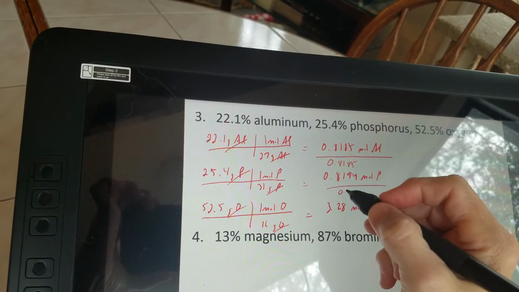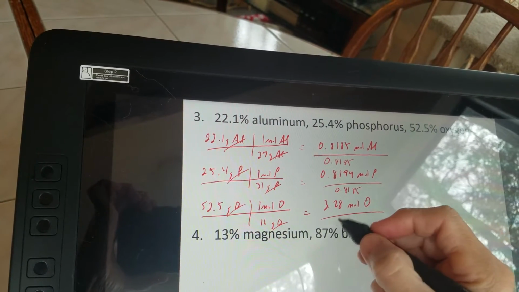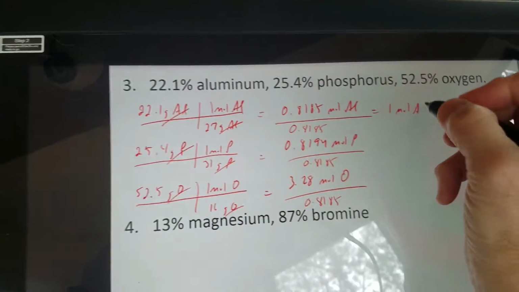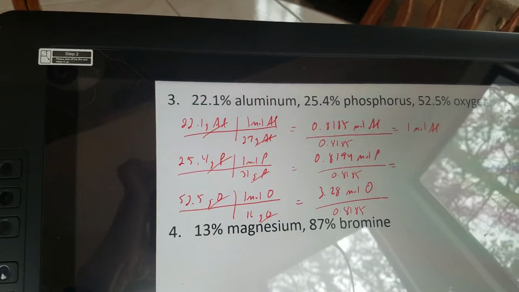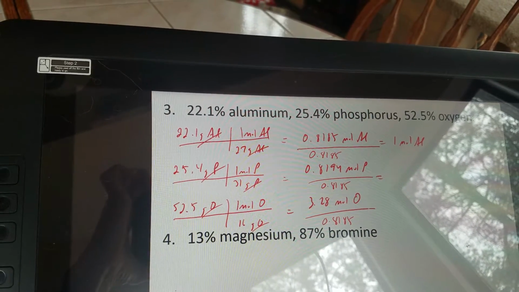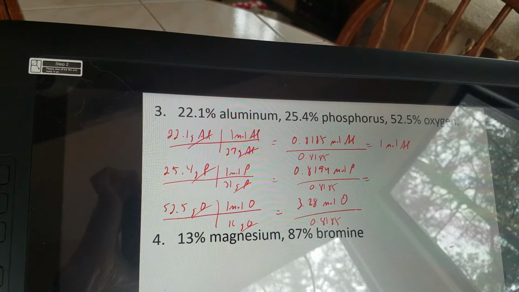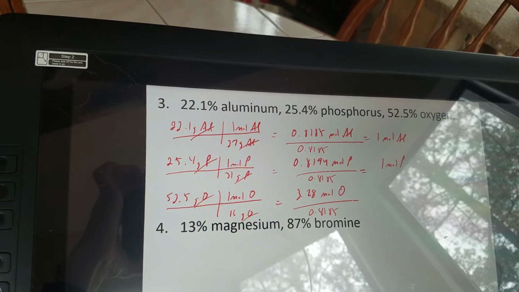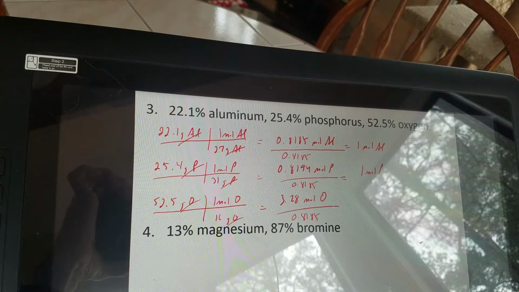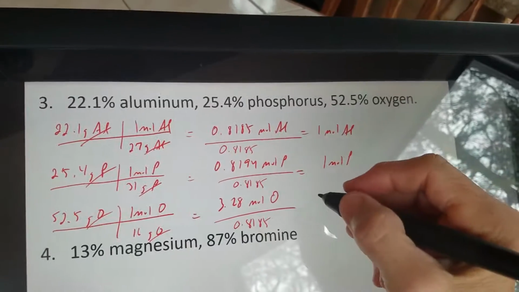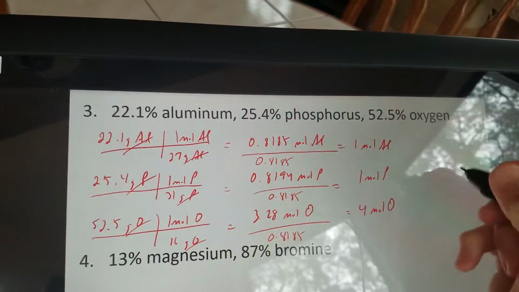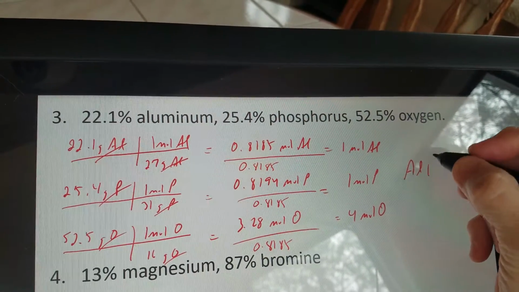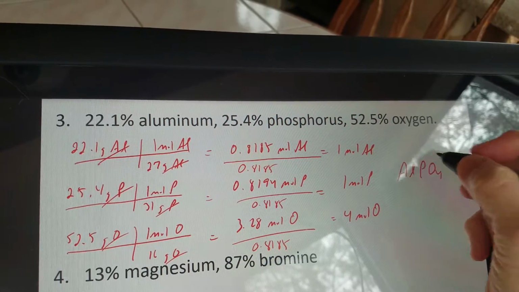This one's going to be 1 mole of aluminum. If you divide this one out, 0.8194 divided by 0.8185, you're going to get 1.00, so that's approximately 1 as well. 3.28 divided by 0.8185 is going to give us 4. So again, since we get all whole numbers, then my empirical formula would be Al, 1 phosphorus, and then 4 oxygens.